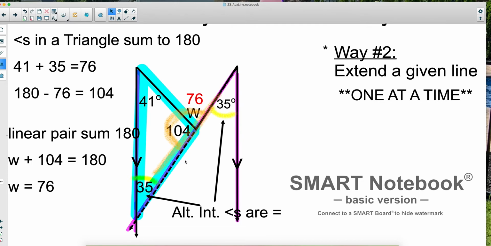Now definitely this way is a little bit more in terms of you have to do alternate interior angles, angles in a triangle, and a linear pair. But maybe that's how you see it, right? It's completely up to you. Okay. You could also have extended the other line and done it the other way.